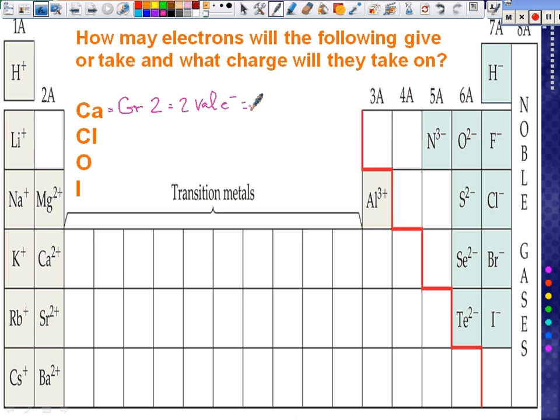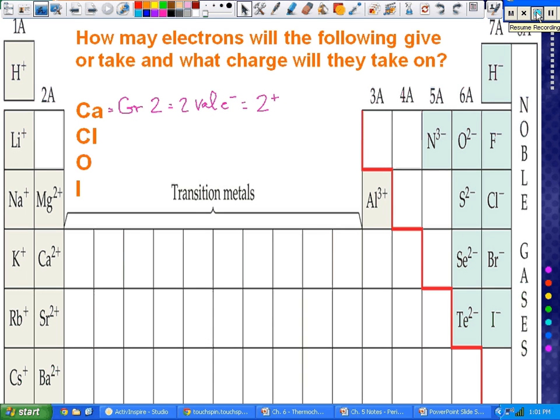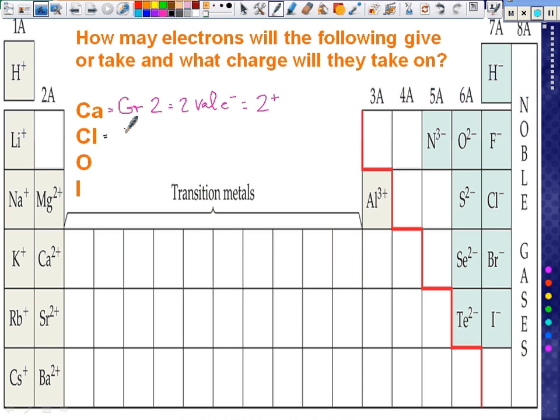Chlorine. What group is chlorine in? It's not group 7. It's in group 17. So how many valence electrons? 7 valence electrons. So what's its charge going to be? 1 negative. Very good. It wants to gain 1. All right, oxygen, what group? Good. Group 16, so how many valence electrons? 6. And then what's its charge? Negative 2. Very good. And iodine will be the exact same as chlorine.